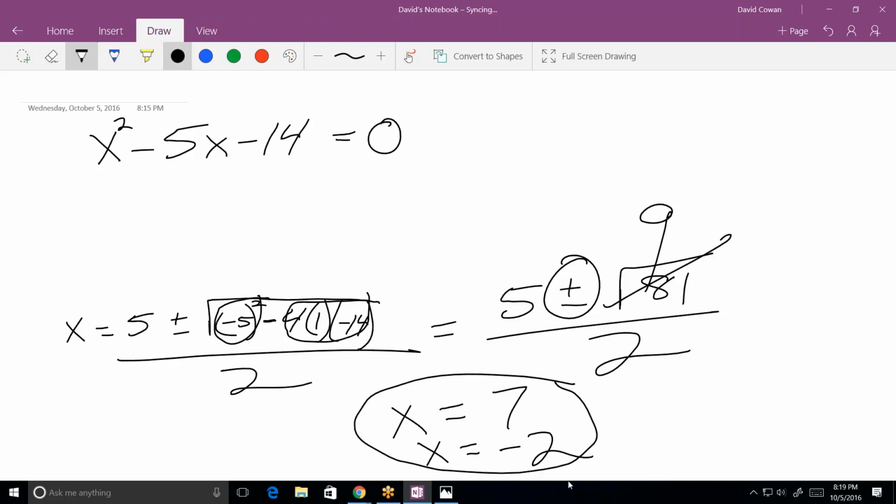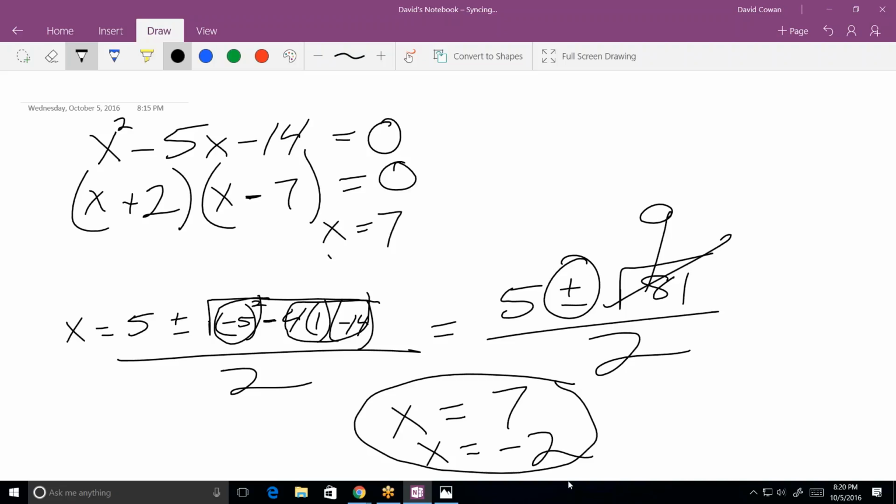That factors very easily. Notice how I factor it. The signs are opposite. Now I need factors of 14 that subtract to the number 5. Well, that's 7 and 2. I put the bigger of those factors with the sign of the middle term. That gives me x equals 7 or x equals minus 2.